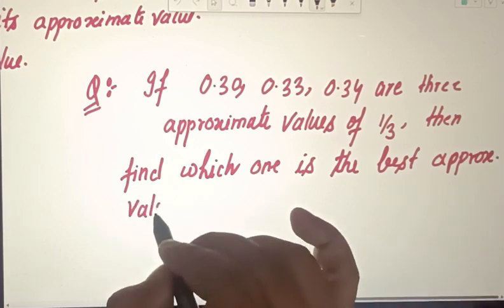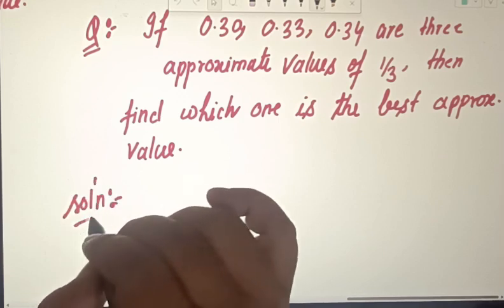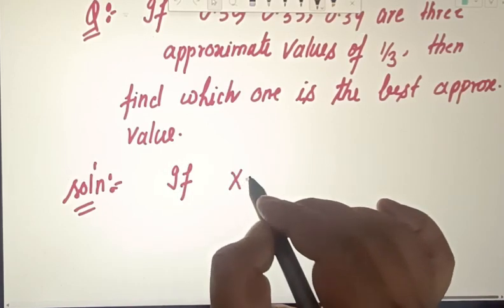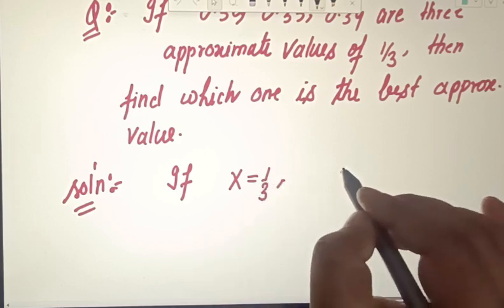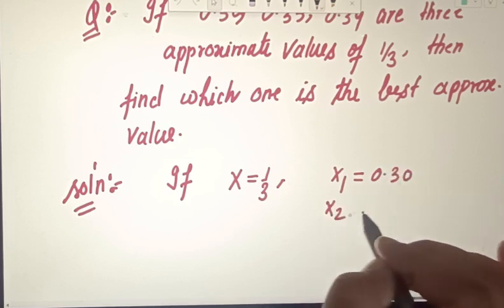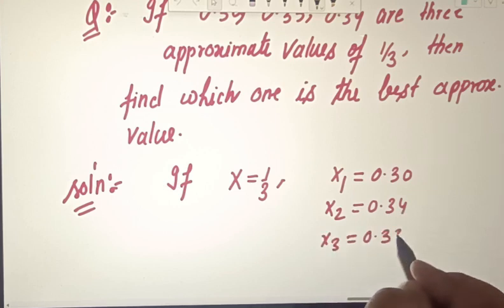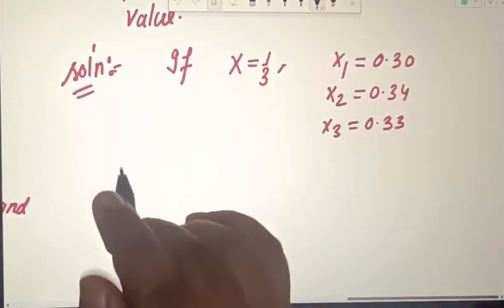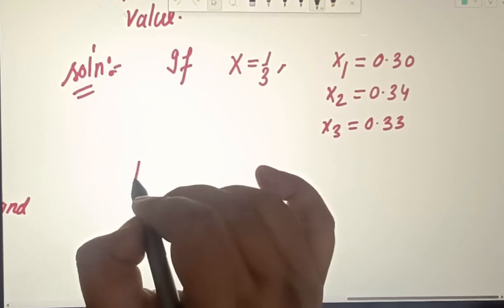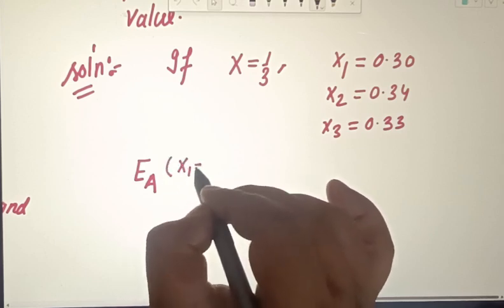So the work is very simple to decide here. Solution: first of all, I am going to write the true value x, that is 1 by 3. Then I am going to write the three approximate values, that is x1 is 0.30, x2 is 0.34 and x3 is 0.33. So these are three approximate values of the true value x. First of all, I am going to calculate the absolute error due to the approximate value x1 equals 0.30.